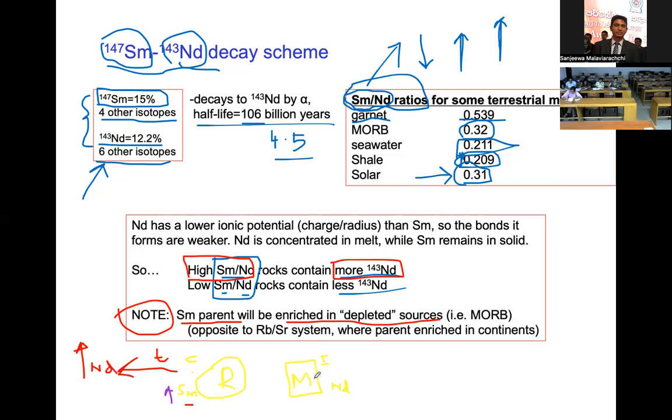So the melt produced will have less samarium and more neodymium, but that neodymium will remain as it is, right? Because it does not decay to anything. But whatever samarium you had will decay. Samarium will decay to form radiogenic neodymium. Okay, this is not radiogenic neodymium. This is the initial neodymium, just incorporated there, not the radiogenic product.